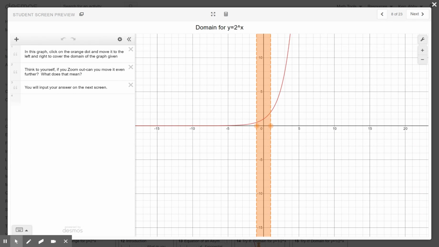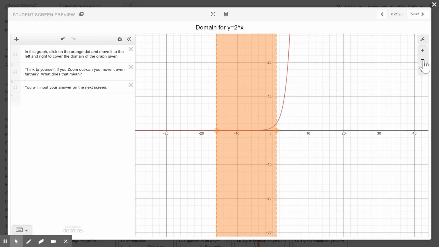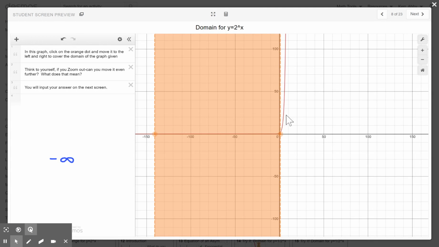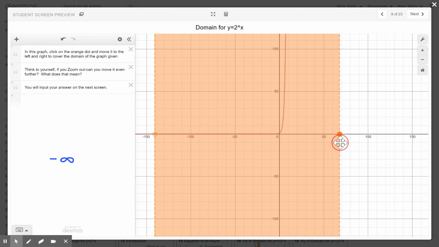Now, it says in this graph, click on the orange dot and move it to the left and right to cover the domain. So this, once again, is y equals 2 raised to the x power. If you cover this, how far left can you go for the graph to stay covered? Does it stop at a point? Does it keep going on? If it keeps going on, where does it go to? Even if we zoom out and zoom out and zoom out, this shaded area will always go to the left. If it always goes to the left, we call that negative infinity. Now, this graph will always go to the right. I understand that it doesn't look like it's going to go to 50 or 100, but I promise you, if you wait long enough, it's going to go all the way to the right. All the way to the right is called positive infinity.